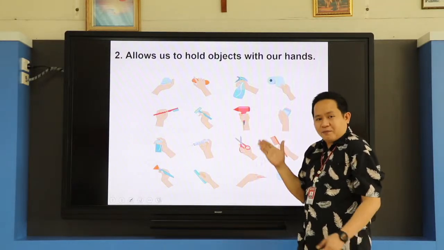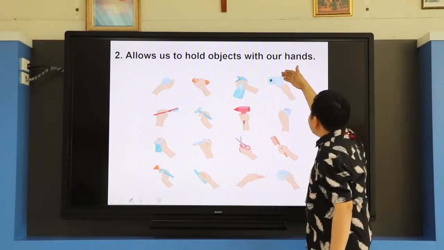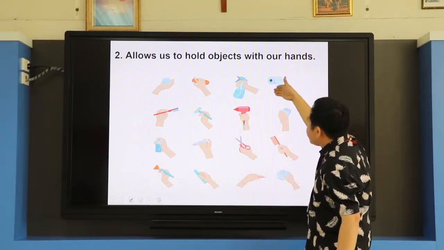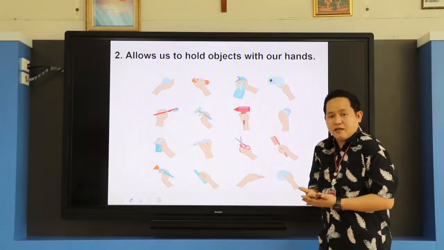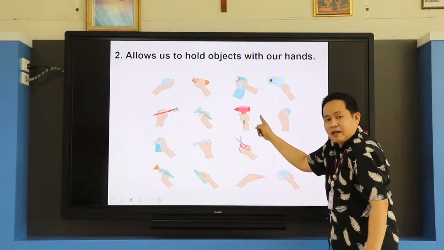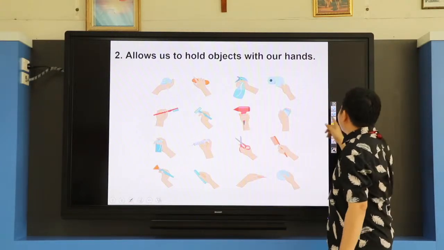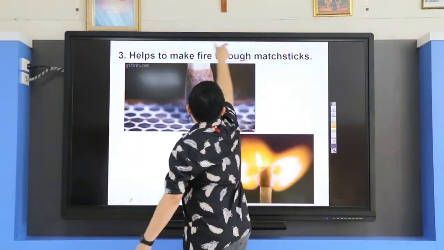I hope it will come to Thailand very, very soon to make everybody safe. No? It can also be used to hold the tissue paper when you wipe something. And a lot of things we can do because of friction. Without friction, I might not touch this screen and I might not move this to the next slide. Friction is very important. Friction helps to make fire.